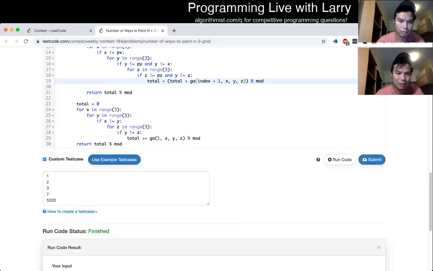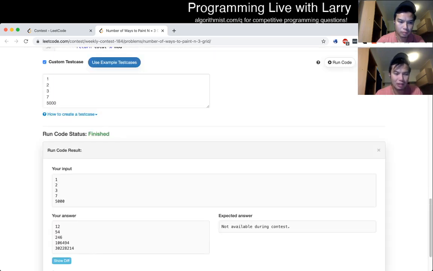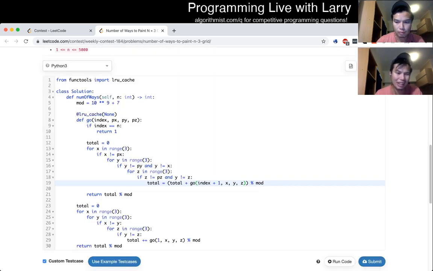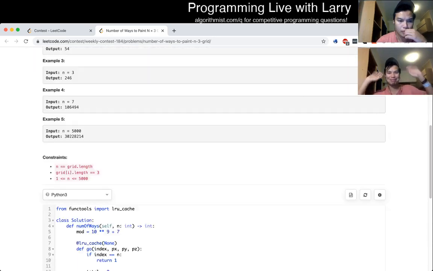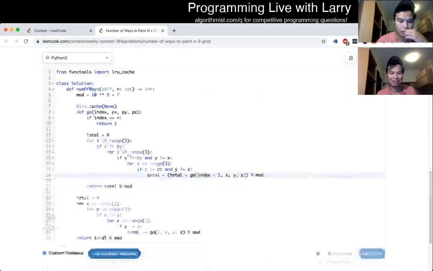Yeah. So I coded up, I looked at, and I just double checked the 5,000 case. And I knew that was going to be the worst case, so I submit, and there we go. Also, just double checking.